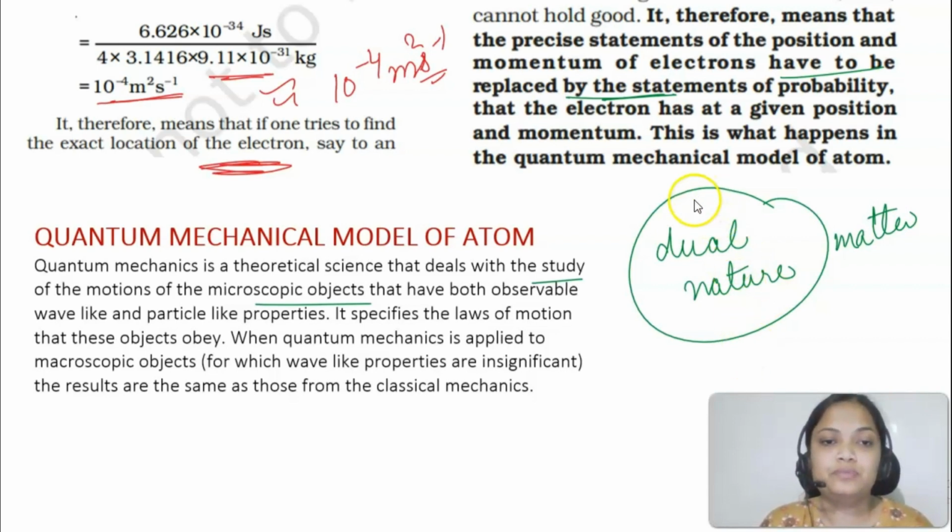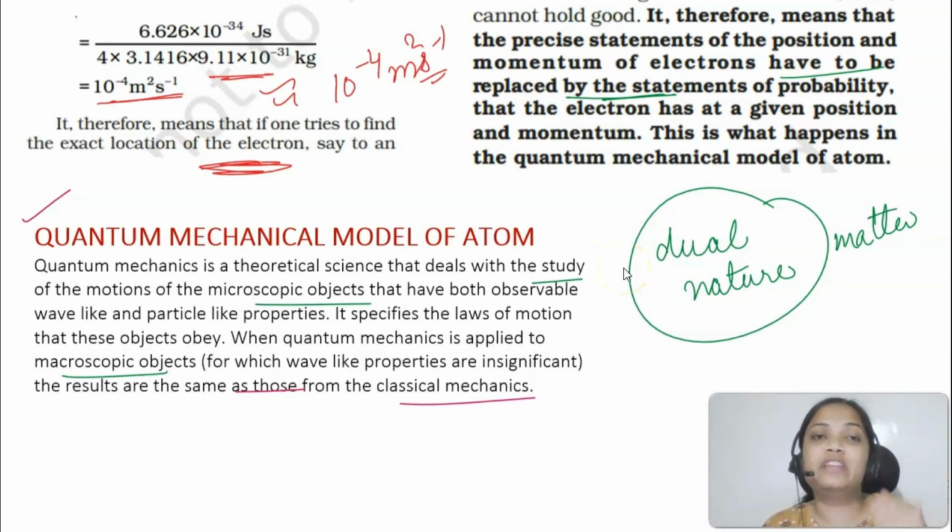Okay, and even if you apply it to macroscopic objects, there is no difference. The results will be same as that from classical mechanics. Okay, so this means quantum mechanics is applicable for both microscopic and macroscopic objects, but it is more important to study in the case of microscopic objects. So now we have studied what is quantum mechanics and how did we reach here.